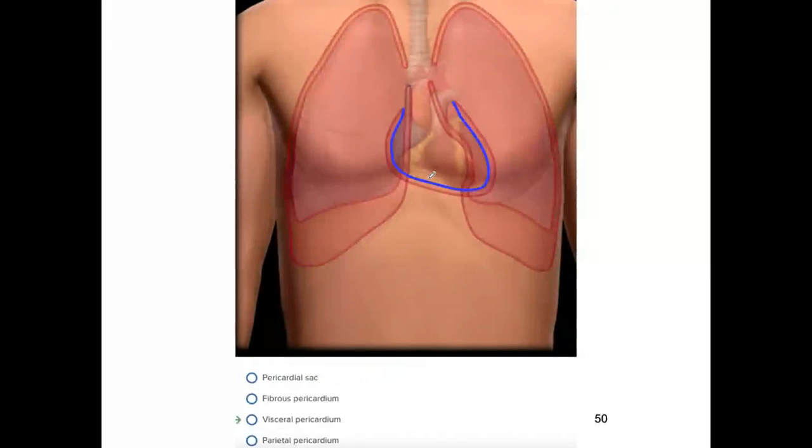So what is this purple or blue layer, right? So you have the blue layer, then you're going to have a black layer, and then you have the cavity in between. So this one is pointing to the visceral pericardium. If it was the black layer, it would be the parietal pericardium.